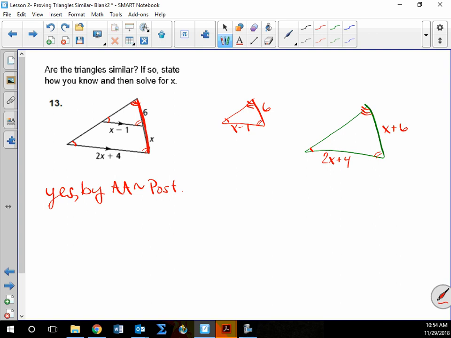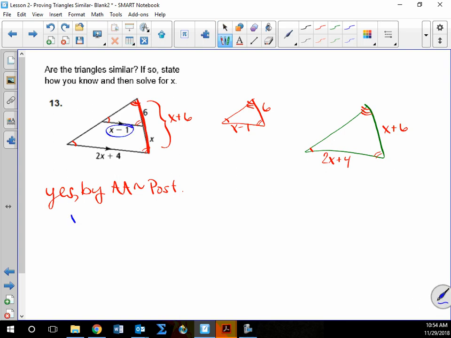Personally, when I'm doing these problems, I like to go ahead and separately write x plus 6, just so that when I'm setting up my proportion, I'm not tempted just to say x. That's the big mistake everyone makes, is they say the top one's 6 and the bottom one's x, but it's not. It's the whole thing, x plus 6. Okay, so now that we know the triangles are similar, we can set up the proportion.